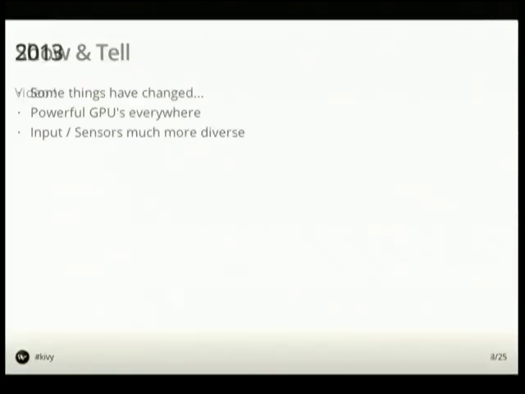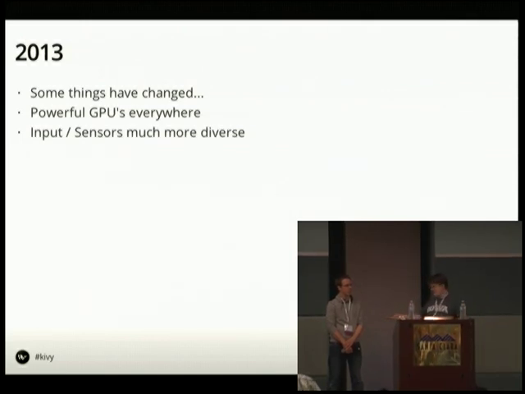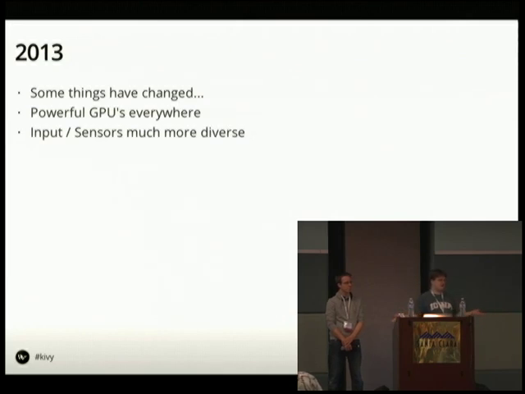So I hope that gave you some impression of what we're talking about when we talk about user interfaces. So we found ourselves in 2013 at PyCon, right? If you think about user interfaces, especially graphical user interfaces, there are some things that have changed over the last couple of years. All of a sudden we have powerful GPUs everywhere. My phone has a GPU in it. The Raspberry Pis that we just picked up have hardware-accelerated graphics available.